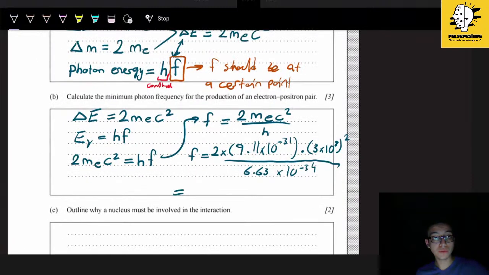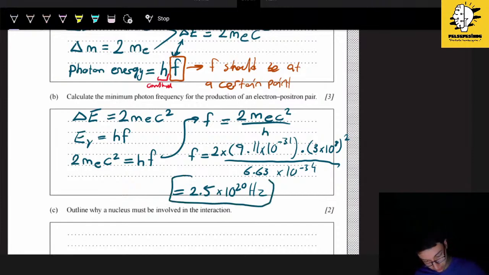Hence, our frequency will be equal to what? Let me just tell you directly. Okay, I found it: 2.5 times 10 to 20 hertz. And it was saying to calculate the minimum photon energy, so we found photon energy to be this, right? That's it. That's how you do it.